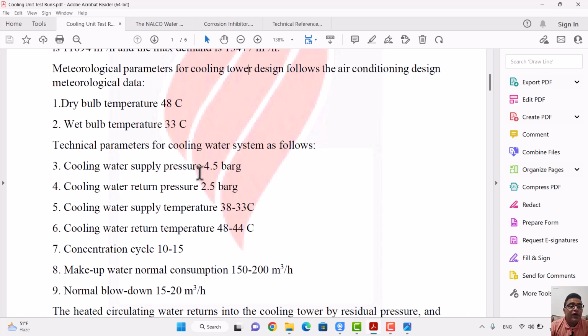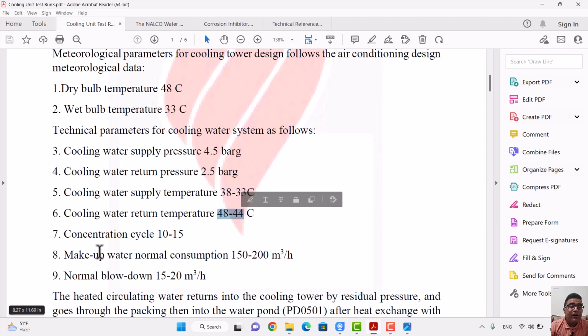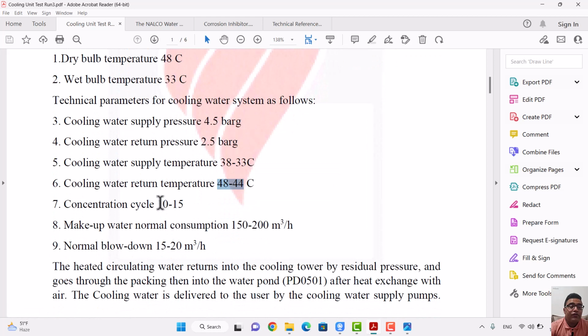Cooling water supply pressure is 4.5 bar gauge. Cooling water return pressure is 2.5 bar gauge. Cooling water supply temperature is in this range, and cooling water return temperature is in this range. Concentration cycle is 10 to 15. Makeup water normal consumption is 150 to 200 cubic meters per hour, and normal blowdown is 50 to 20 cubic meters per hour.